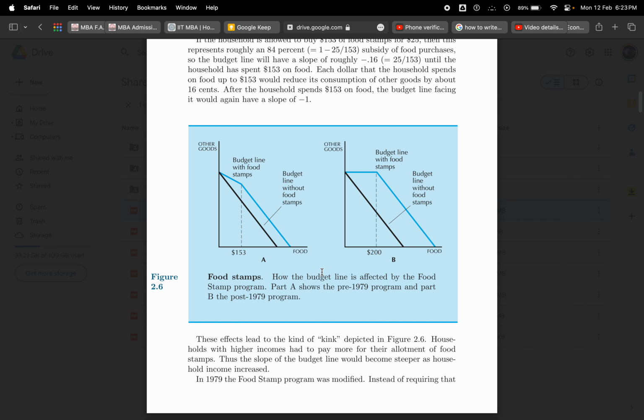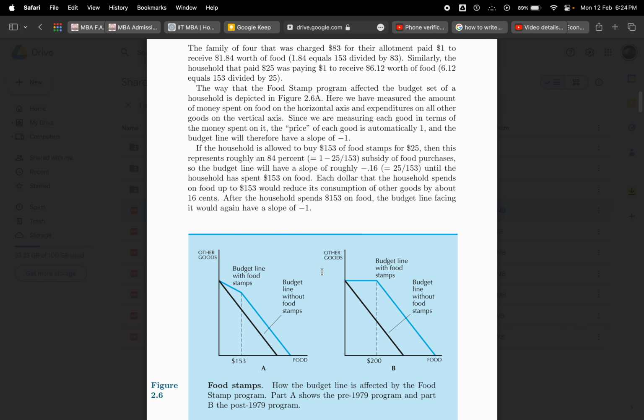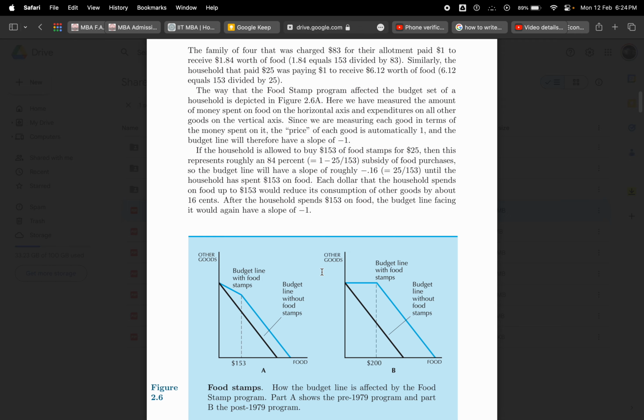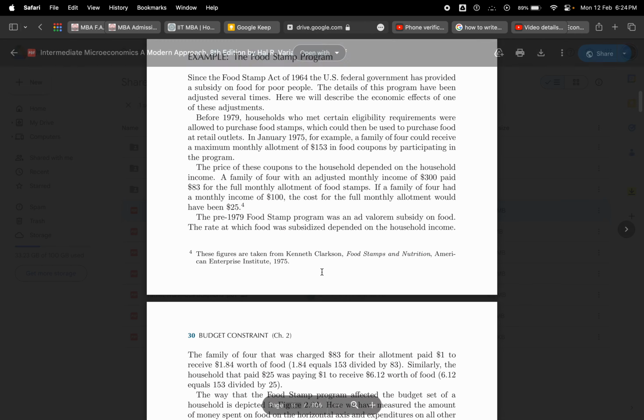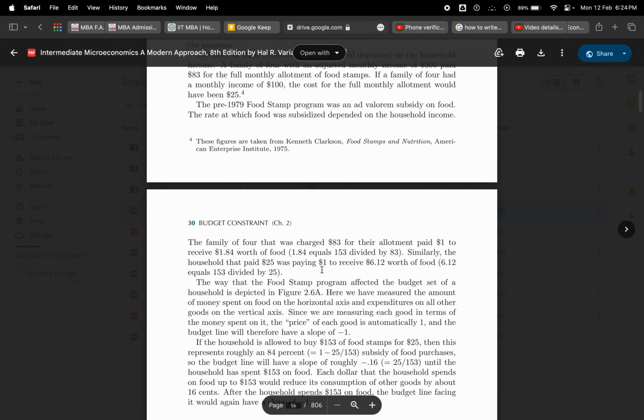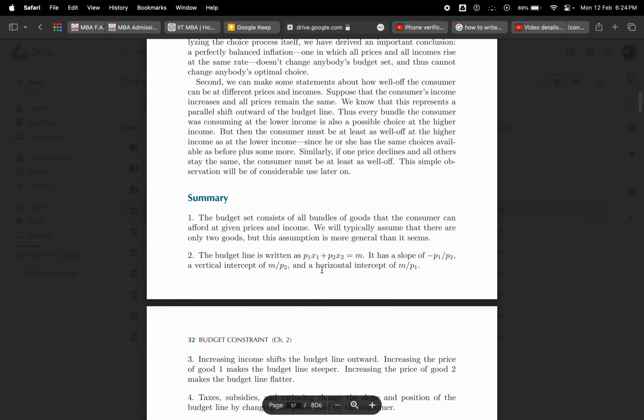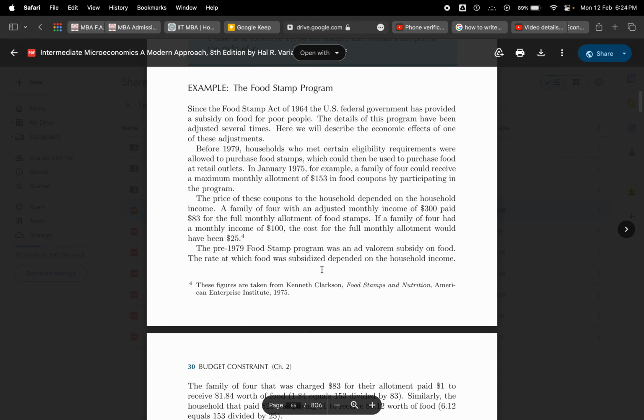There's something I want to talk about, a kink. Not the arousal one, but a kink in the graph. It caught my eye. There's a food stamp program. Food stamp programs are not in India, so this might be a bit difficult for me to understand, but it's just one paragraph. Let's just read.